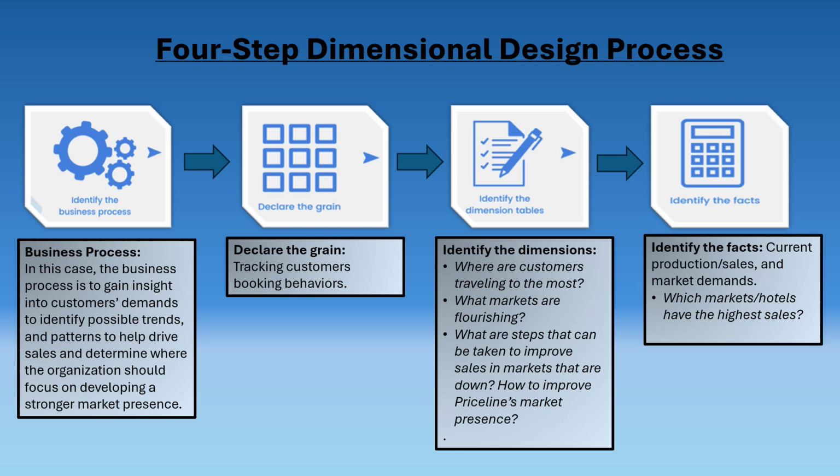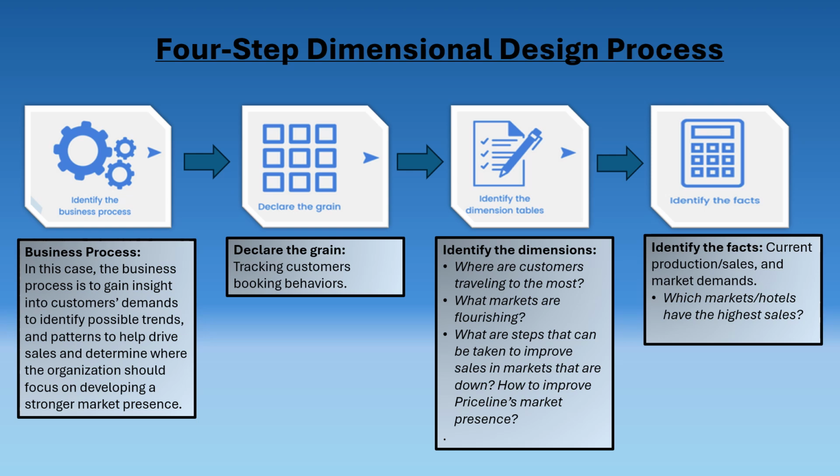The four-step dimensional design process aims to improve efficiency, quality, cross-team collaboration, and increase productivity. The key steps of this process start with selecting the business process, and in this case, the business process is to gain insight into customers' demand, identify possible trends and patterns to help drive sales, and determine where the organization should focus on developing a stronger market presence.